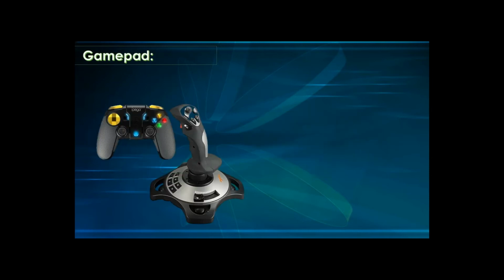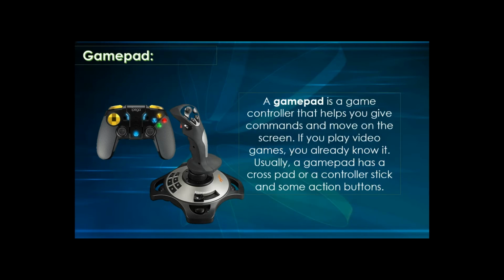Gamepad. Do you know about gamepad? Everyone knows about a gamepad because we can play games with this device. A gamepad is a game controller that helps you give commands and move on the screen. If you play video games, you already know it. Usually a gamepad has a cross pad or a controller stick and some action buttons.